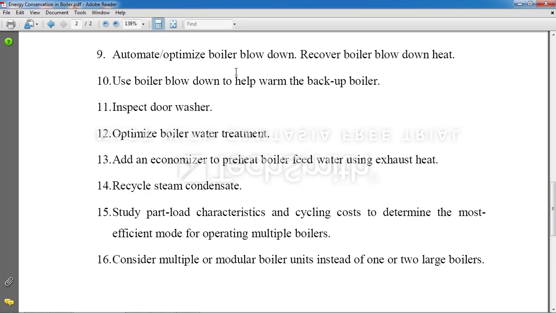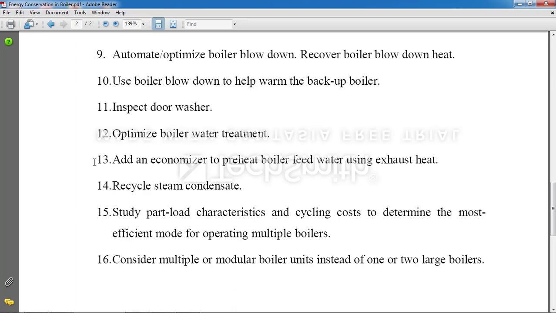Next, inspect door washers. Washer is a word which we use in Delhi. Many times the pronunciation of washer is like visor, right? This washer is used whenever we want to seal something and the sealing should be proper. So the inspection of the washer is very important, because if there is any leakage the system will collapse.